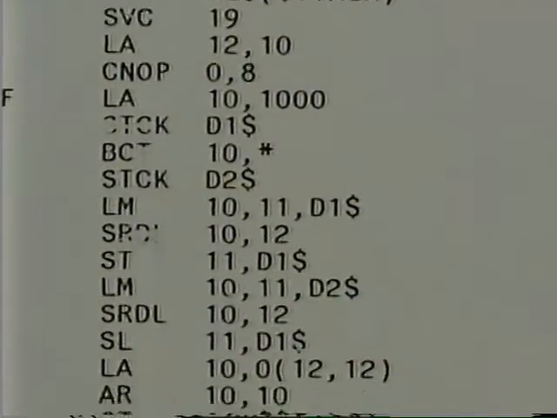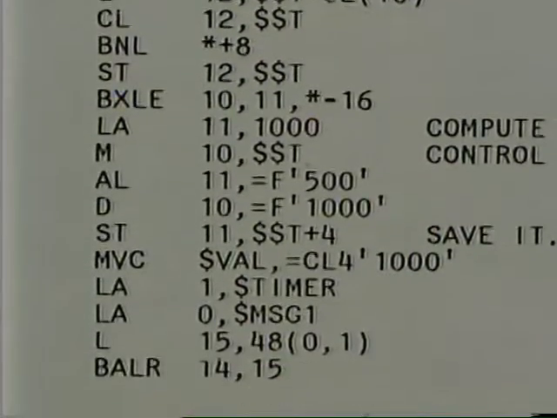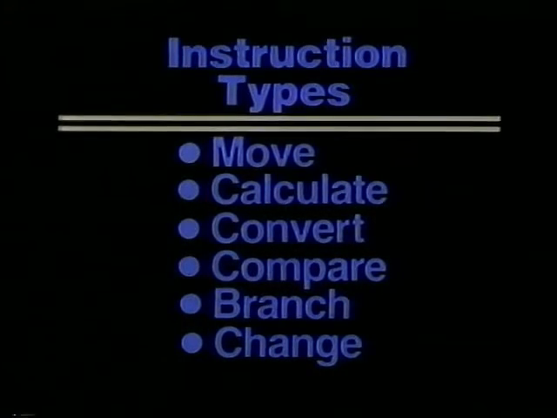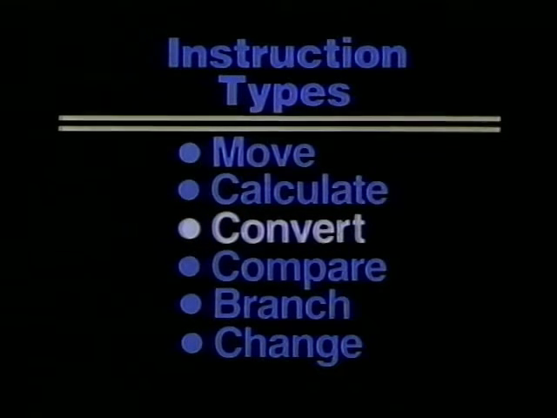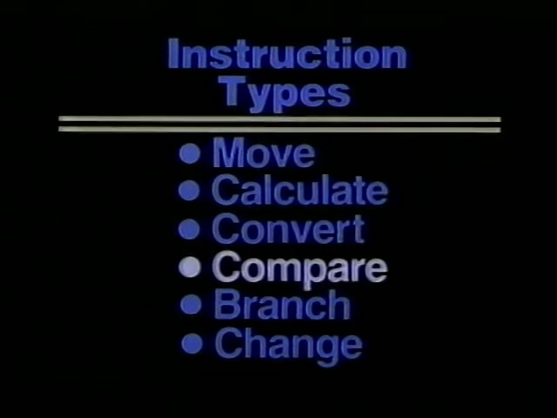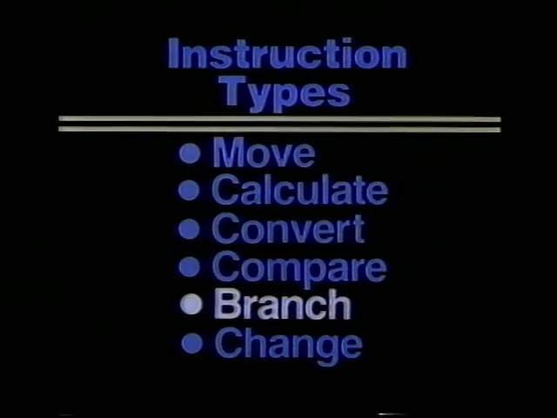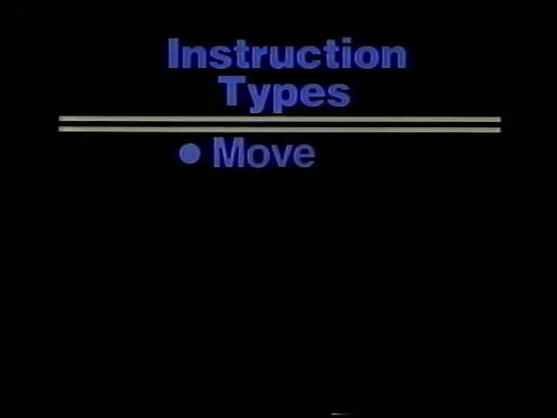In this video, we want to help you organize these instructions in your mind. We'll categorize them by what they do, and we'll look at some examples of each type. Here are the categories of instruction types. You'll see instructions to move data, calculate or perform arithmetic with it, convert it from one internal format to another, compare data, branch to other program instructions, and change data at the bit level. Let's look at the first type of instruction.